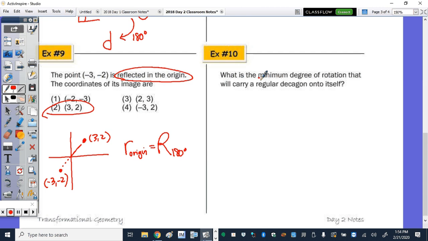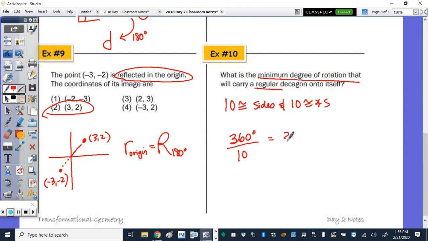What is the minimum degree of rotation that a regular decagon will carry onto itself? All right, what is the minimum degree? So I can't draw a decagon, but a decagon has 10 sides and it's regular, so 10 congruent sides and 10 congruent angles, remember. So if we take 360, which is a full rotation, and divide it by 10, we get 36 degrees. So that would be our minimum rotation.